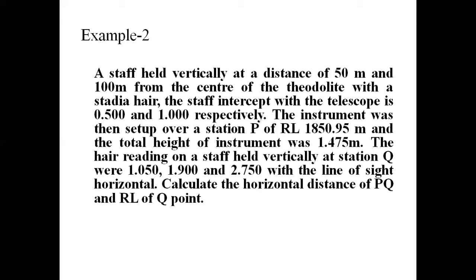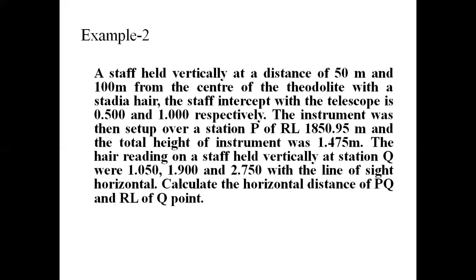The hair readings on the staff held vertically at station Q were 1.050, 1.900 and 2.750 meter with the line of sight horizontal. Calculate the horizontal distance PQ and the RL of point Q.